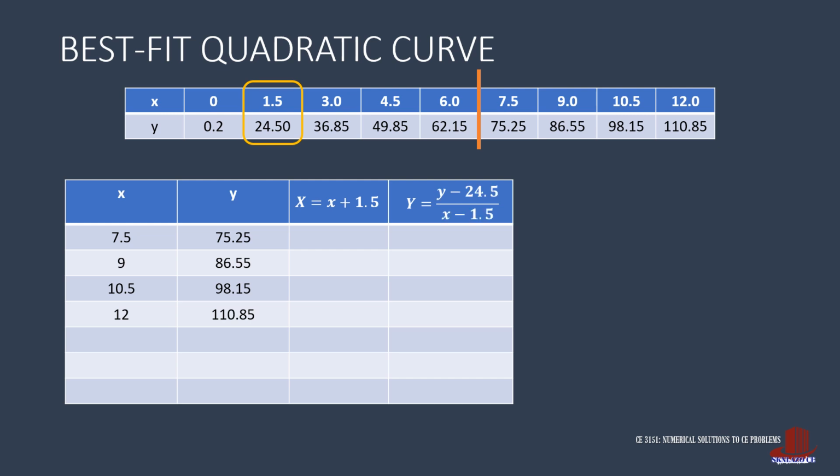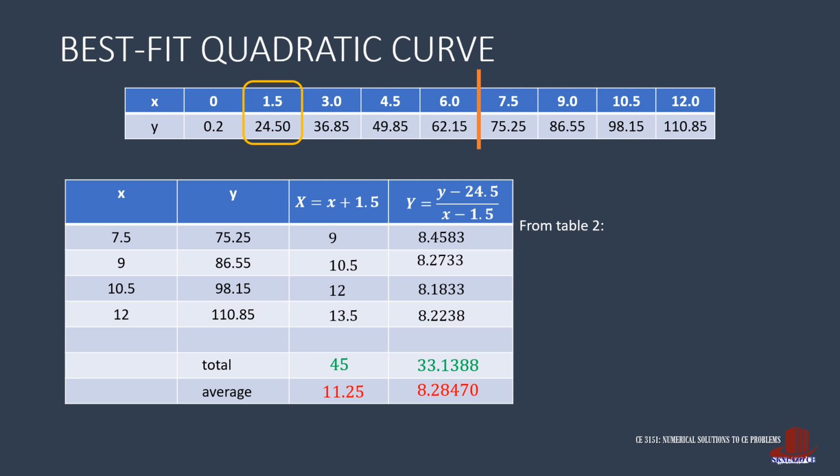Look for the second equation with x values from 7.5 to 12. Fill out the column for capital X and also the values for each data point under capital Y. Take total x as 45 from 9 plus 10.5 plus 12 plus 13.5, and total y as 33.1388. These are then divided by 4 to have the average. So average x is 11.25 and average y is 8.2847. The second equation is then 8.2847 as equal to 11.25a plus b.